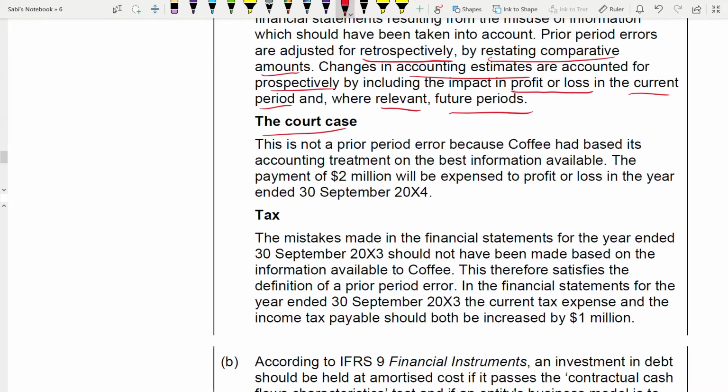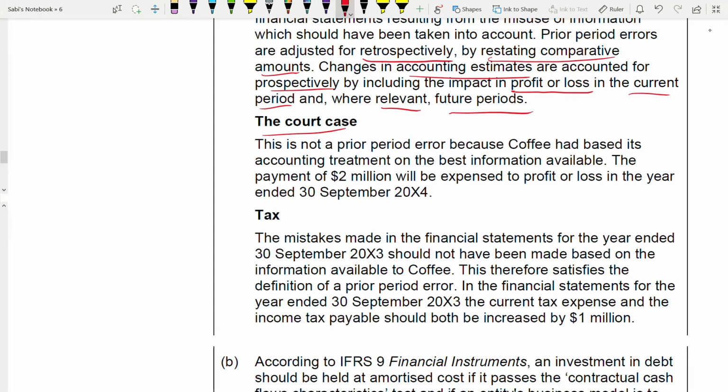Let us first deal with the court case. What is a court case? Is it an estimate? Is it an error? Is it a policy? What is it? This is not a prior period error. You cannot say the court case is an error. Okay? You are just estimating. So it's not a prior period error.